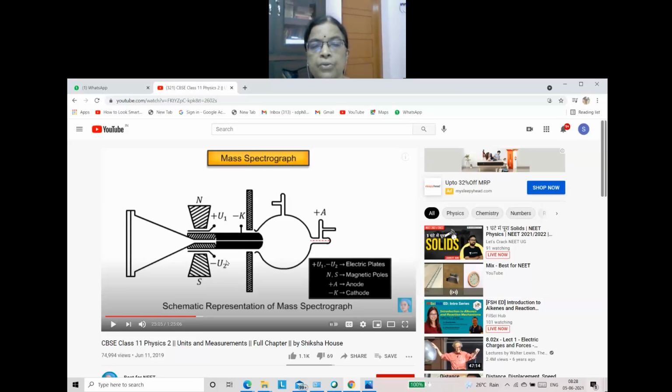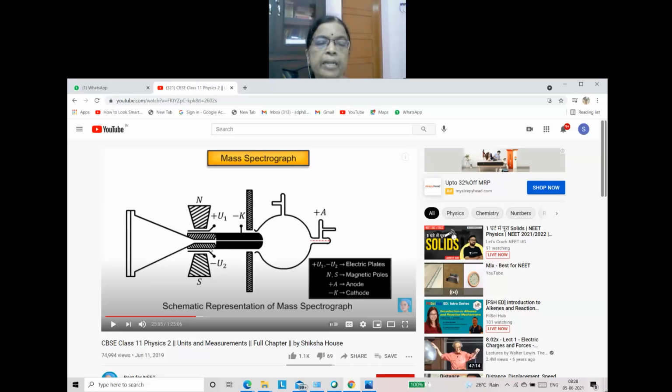How the mass is determined is not in your syllabus. You just need to know that we use a mass spectrograph to measure the mass of subatomic particles. But just for knowing, some children may have interest in how to measure this, just for that I am telling.